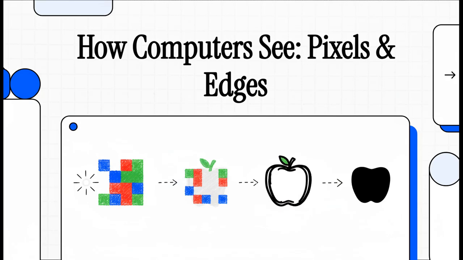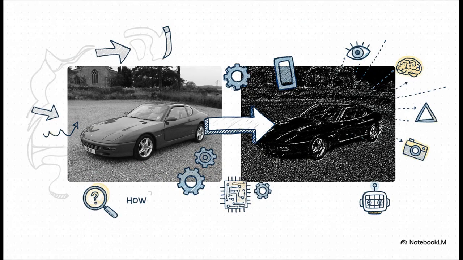We're about to dive into something that's pretty fundamental to our digital world. How do computers actually see? We're going to break down the whole process, starting from a single dot of light and building all the way up to a machine that can recognize the shape of an object. Okay, let's just jump right in.